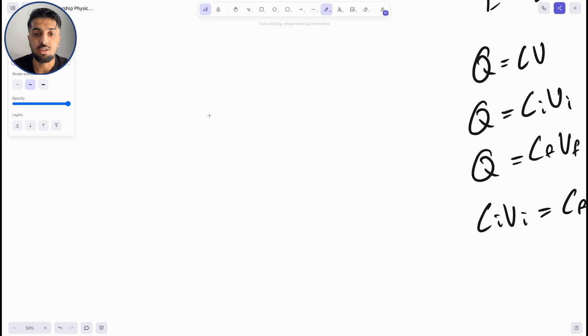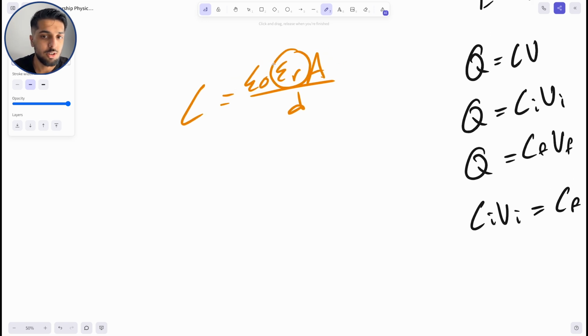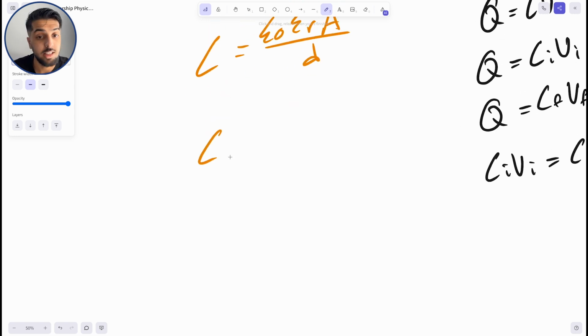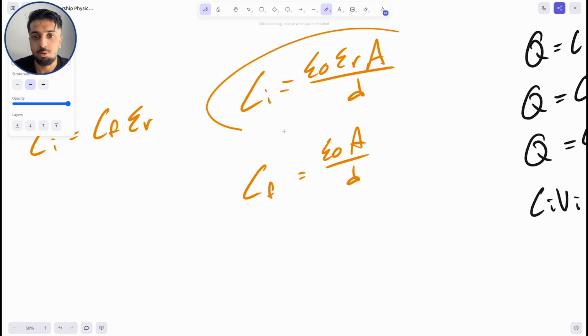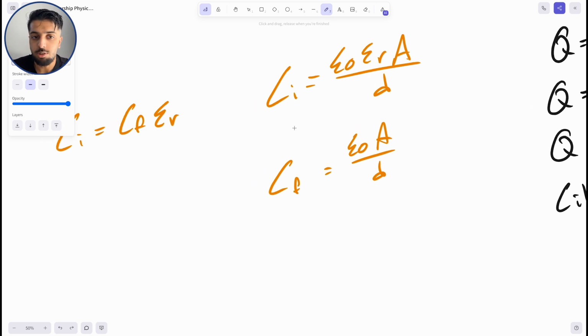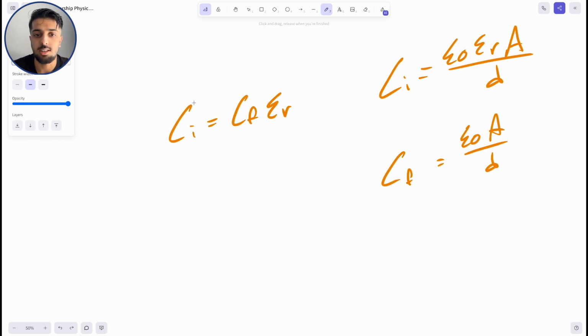We know the equation for our capacitance is equal to E naught ER A over D. But when we remove our dielectric, the dielectric constant is not needed because it's not in the capacitor. So when the dielectric is removed, this is now our CF and this is our CI. That means our CF is equal to E naught A over D. Because of that, we can say that CI is equal to CF multiplied by the dielectric constant, because as you can see in both of these equations, they are the same, except CI has a dielectric constant. So if we multiply CF by the dielectric constant, we just get CI.